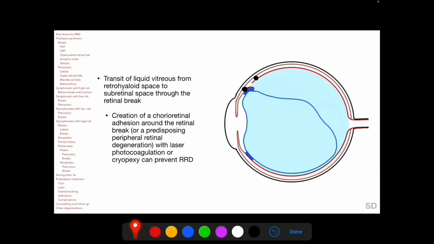Prior to entry of the liquefied vitreous into the subretinal space, creation of adhesion between the RPE, choroid, and the neurosensory retina all around the break with either laser or cryo can prevent the occurrence of rhegmatogenous retinal detachment, and this is the most commonly employed method of prophylaxis against RRD, which we'll be discussing later in this session.